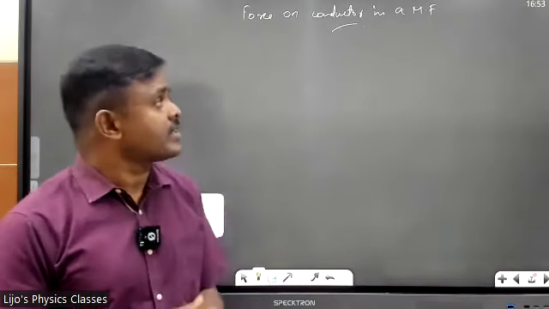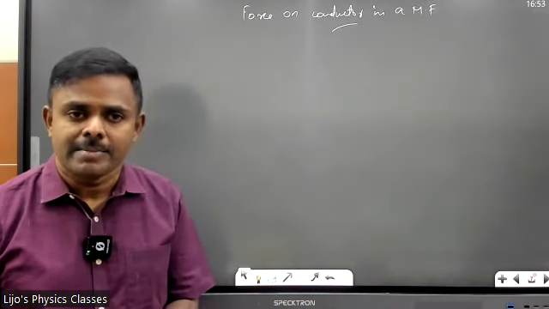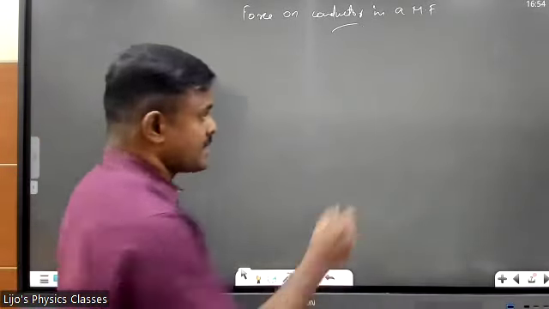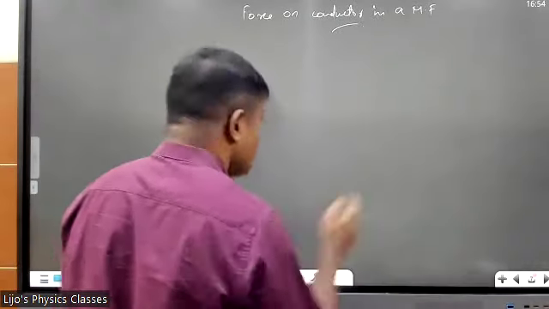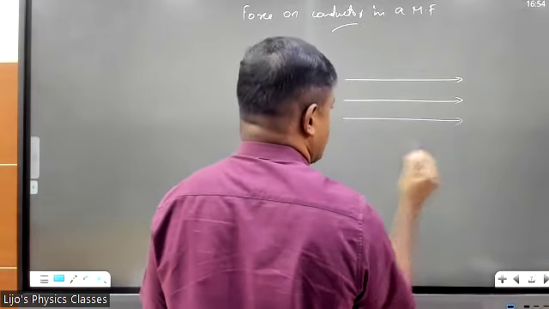Now this is an important derivation. Forces on a conductor in a magnetic field. Current carrying conductor in a magnetic field. Okay, so look at this. We have a magnetic field that is going from left to right. Magnetic field lines are drawn this way.